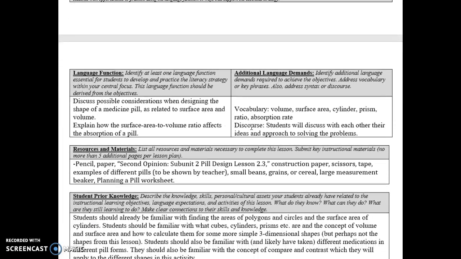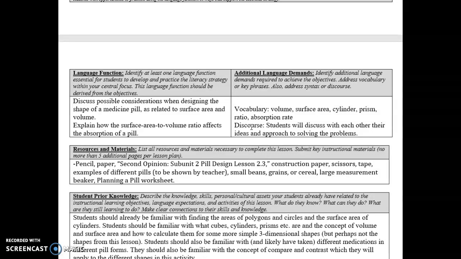The language functions are discuss possible considerations when designing the shape of a medicine pill as related to surface area and volume, and explain how that ratio affects the absorption of a pill. The main vocabulary is volume, surface area, cylinder, prism, ratio, and absorption rate.